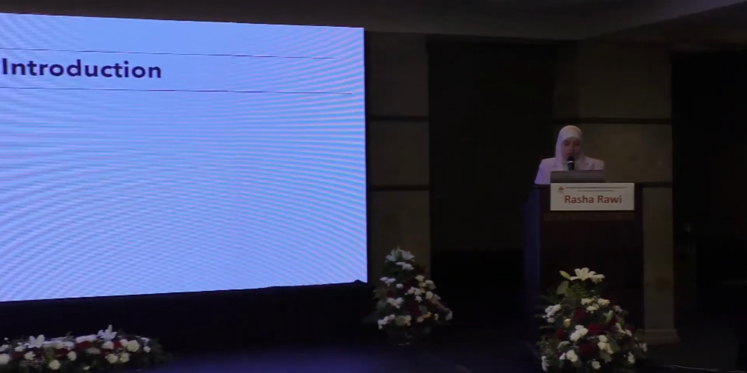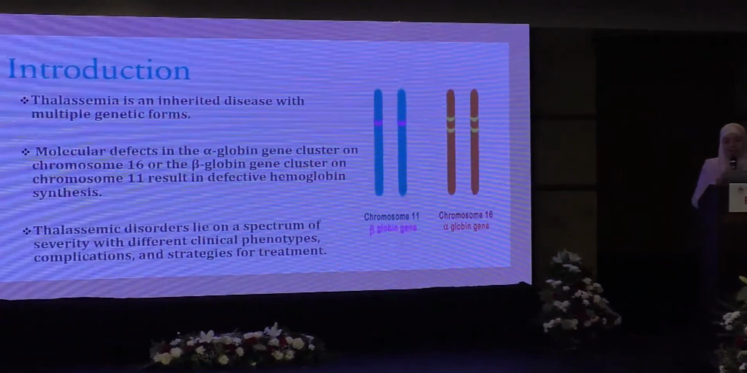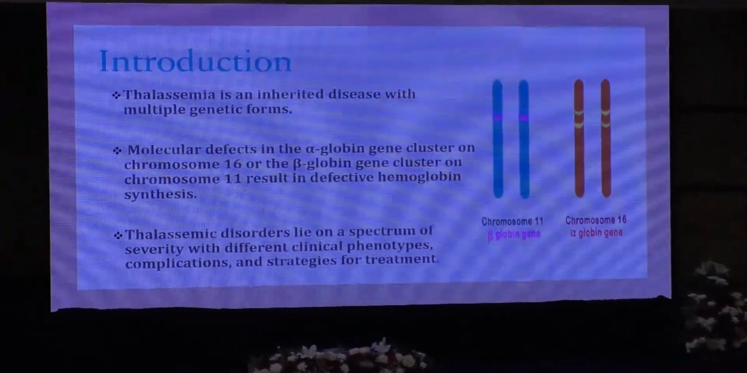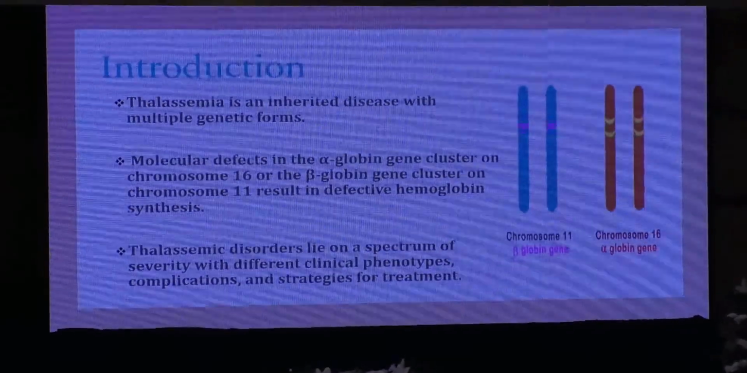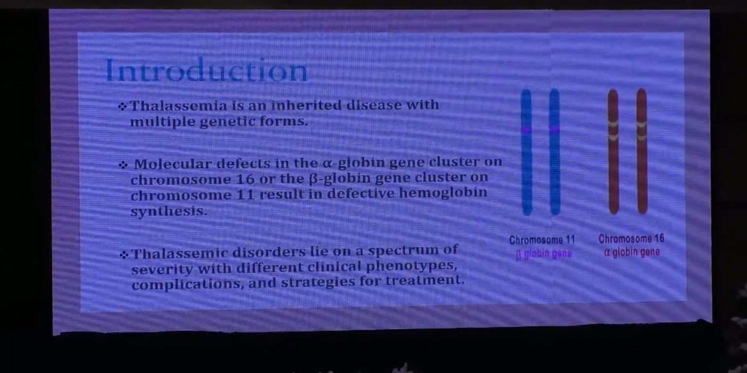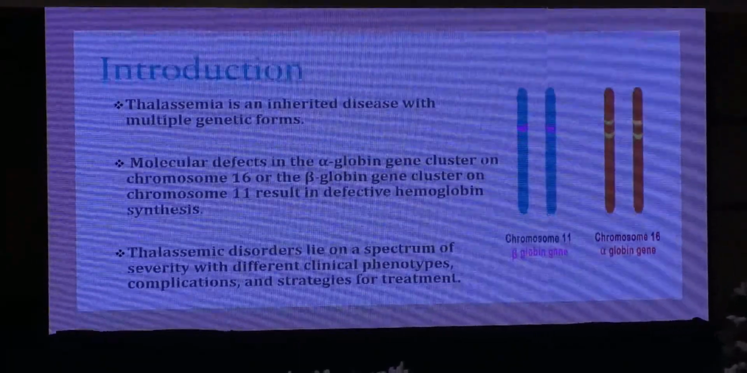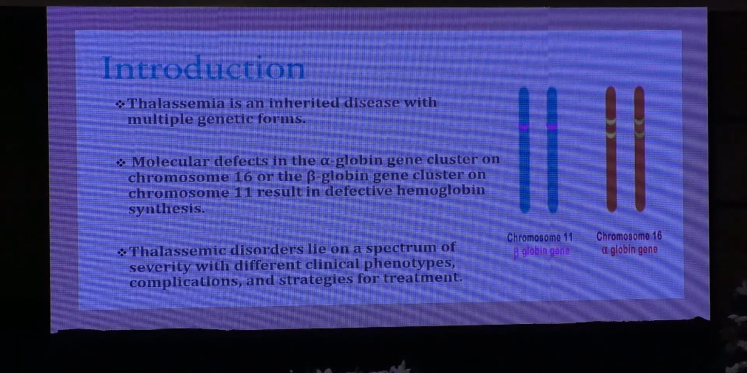Today I'll talk about iron overload in thalassemia patients, pathophysiology and management. My agenda: first, I'll talk about the introduction. Thalassemia, as many of my professors talked about before, is an inherited disease with multiple genetic forms, ranging from alpha and beta thalassemia to hemoglobin E beta thalassemia, and many other genetic forms.